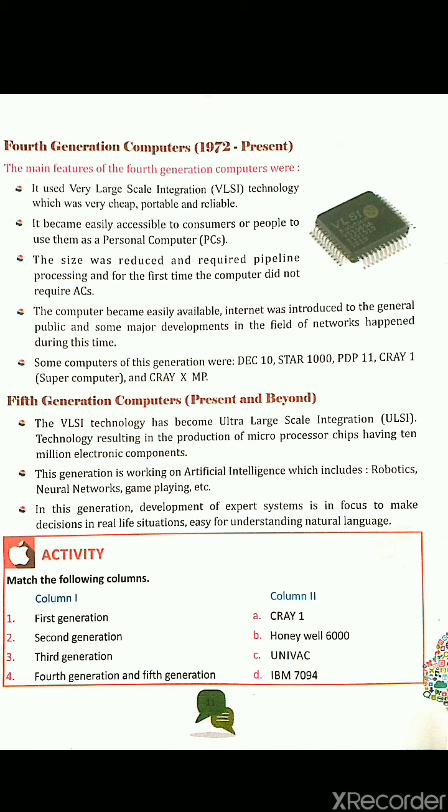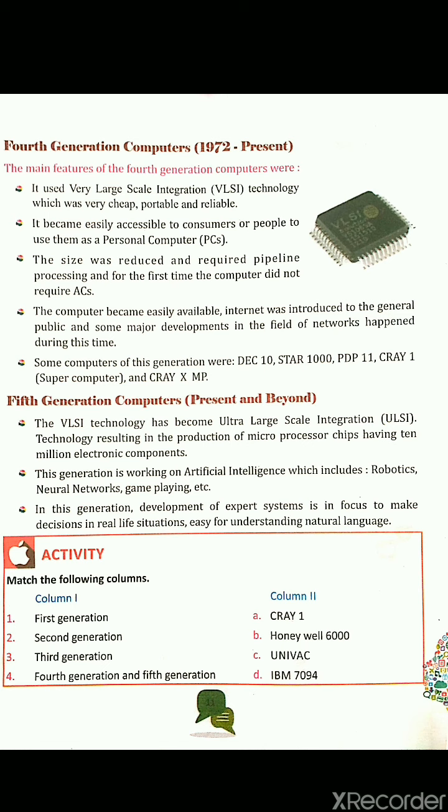Now the fourth generation computers use the microprocessor. A microprocessor consists of a silicon chip on which thousands of circuits are placed. Look in the picture, this is the microprocessor, and due to the use of the microprocessor the size of the computer became so small, like desktop, laptop, palm top. These all are fourth generation computers. At present the computers we are using are all fourth generation computers.